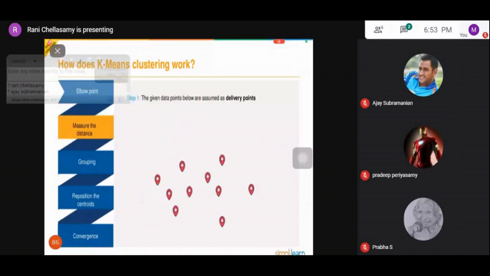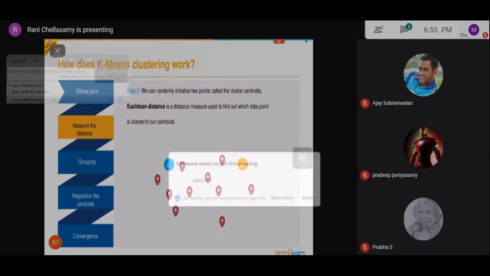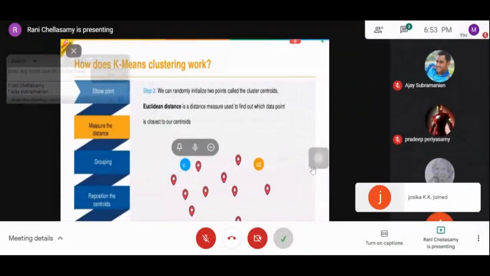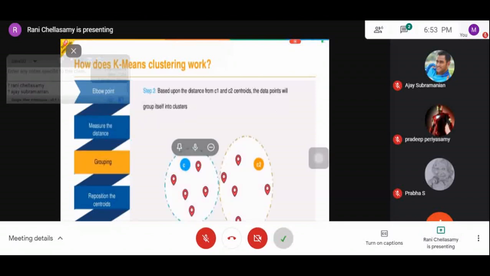Next, the first step: there are given data points below, known as delivery points. Now we randomly initialize 2 points that we call cluster centroids C1 and C2. Now find the Euclidean distance between the data points. Euclidean distance is the distance measure used to find out which data point is closest to the centroid. By applying the formula, you have to calculate it. And the next step, based on the distance from the C1 and C2 centroids, the data points will be grouped to form clusters.